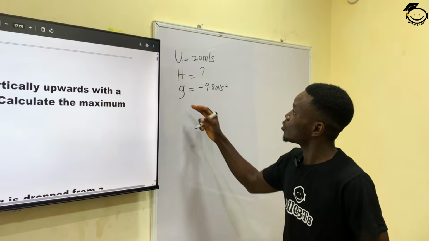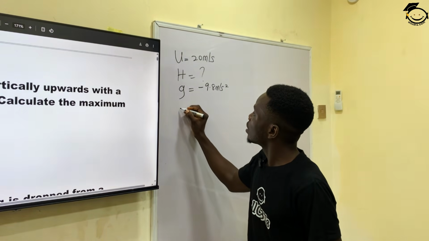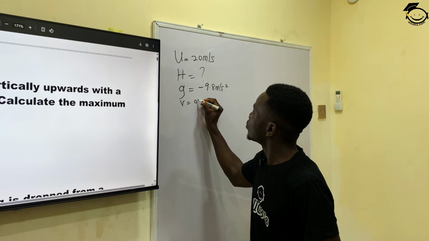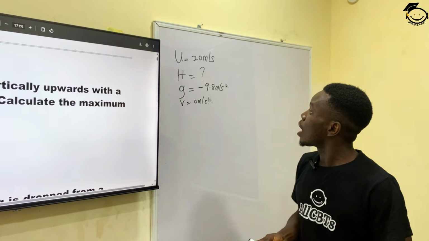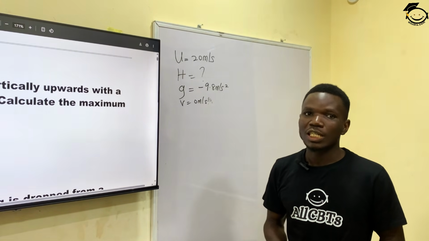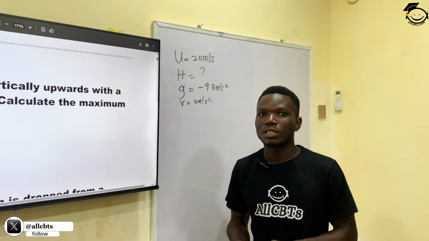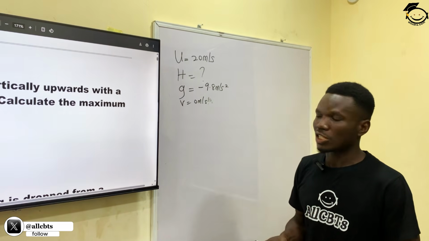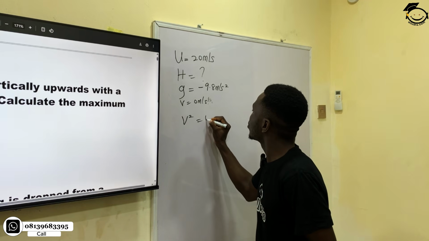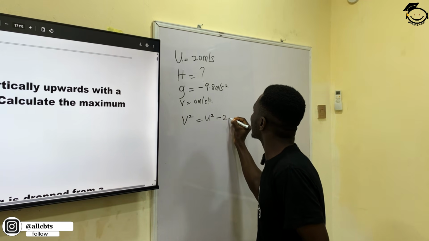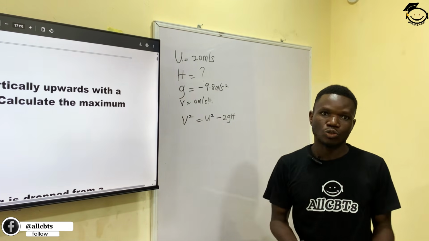We're going to use our equation of motion to solve the question. You can tell that V is 0 meters per second, because the ball is thrown upward and it's going to get to maximum height. At that point, it has come to rest. When the body comes to rest, the final velocity is always 0. So our formula will be V squared equals U squared minus 2gh. The reason why it is minus here is because of the negative acceleration due to gravity.